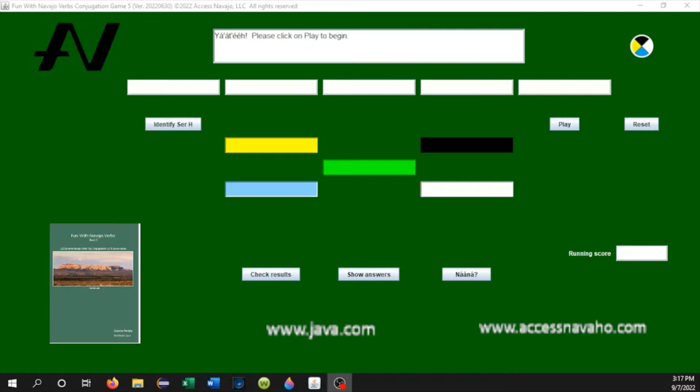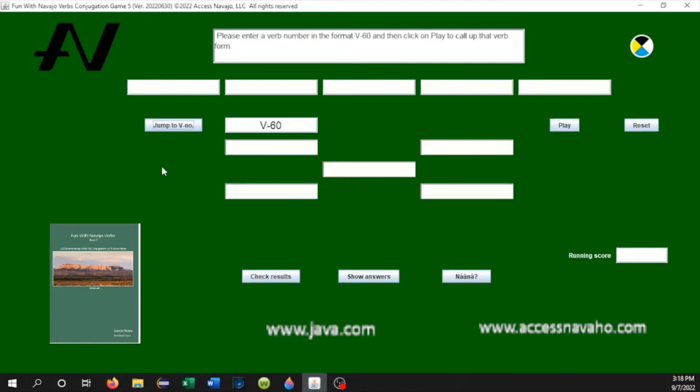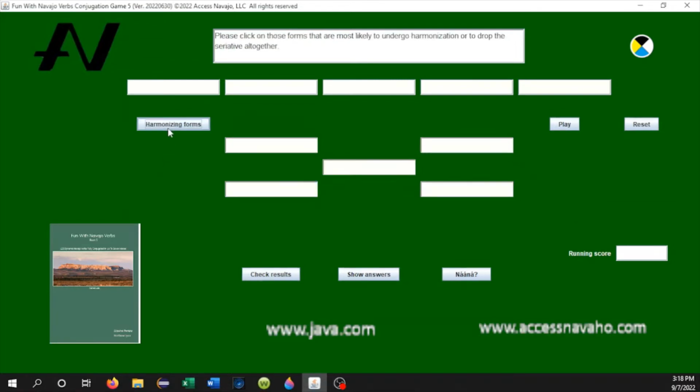There are 3 modes in this game. If we look up in the upper left of the game here, you'll see there's a button that's labeled Identify Seriative H. And by seriative H, we mean the seriative in all of its forms. If we click on that, we get a second mode, which is jump to, and then a third mode, which deals with harmonization. A lot of seriative H forms will harmonize under certain conditions. So I'm going to go back to the beginning here.